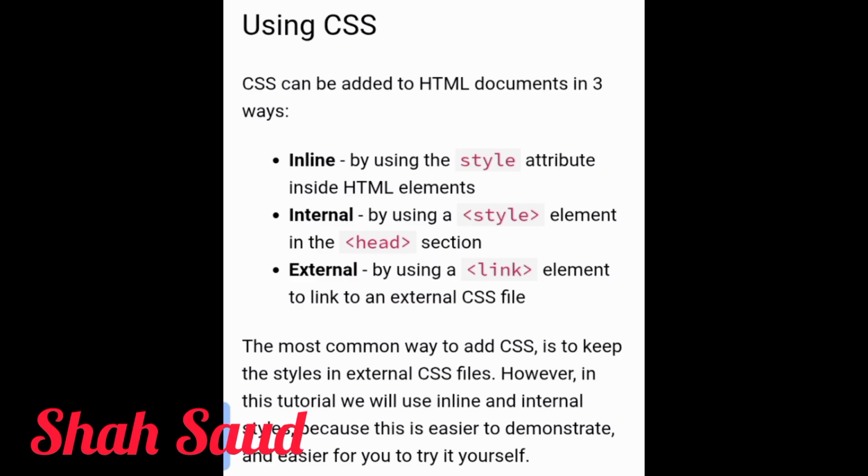And CSS can be used in three ways: inline, internal and external. These are the three most common ways to add CSS: inline styles, internal style sheets and external CSS files. However, in this tutorial we will use inline and internal CSS because this is easier to demonstrate and easier for you to try yourself. Although we will give a little touch to external CSS also, that can be used by using a property that is called link. Now we will study that.